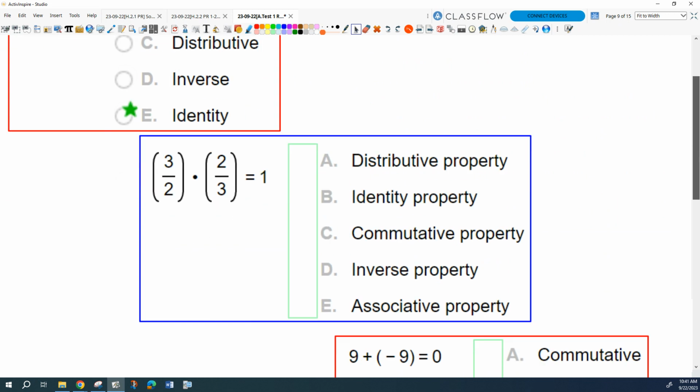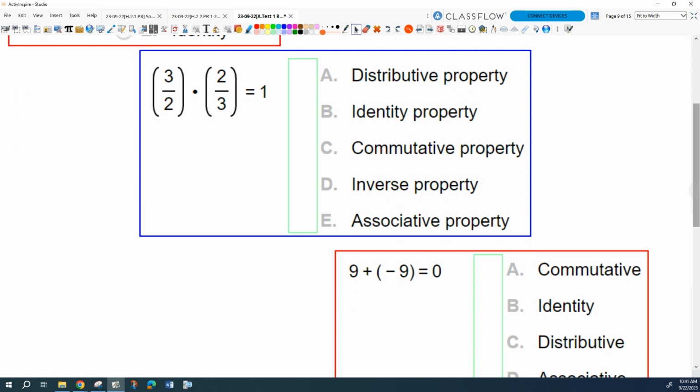Okay, now this one's a little different. This time I didn't end up with what I started with, but what did I end up with? 1. Okay, what's special about 1? I don't care if you use all the fancy words, but what is important about 1? It's a whole number, sure, but what about 1 is significant with multiplication? Okay, if I multiply 1 by something, it stays the same. It preserves the identity, right?